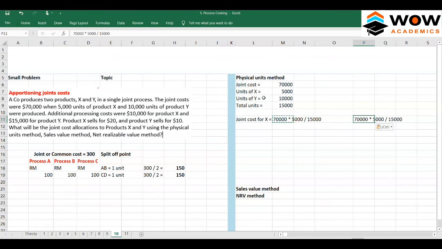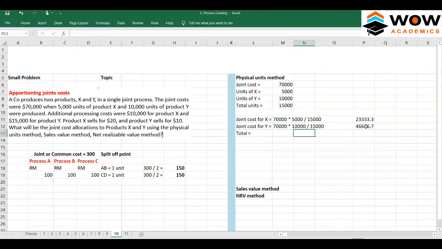So let's get that cost. Okay, so this is the joint cost which is allocated, and we can get it for Y also. So for Y, it is going to be 70,000 into 10,000. So it would be 46. Okay, so when you add both, you will get the total cost.